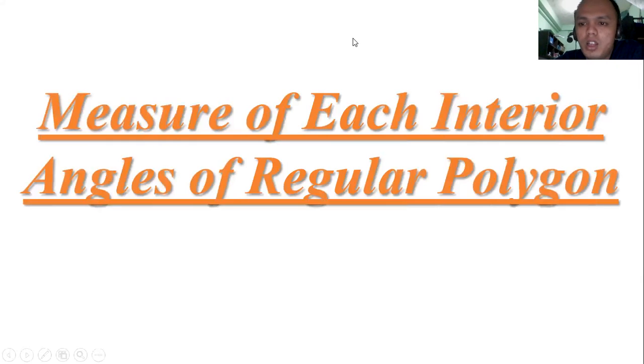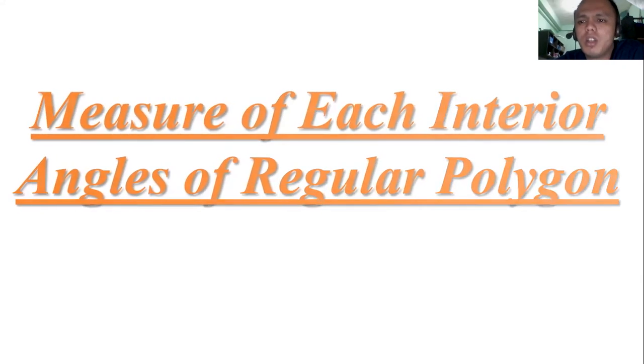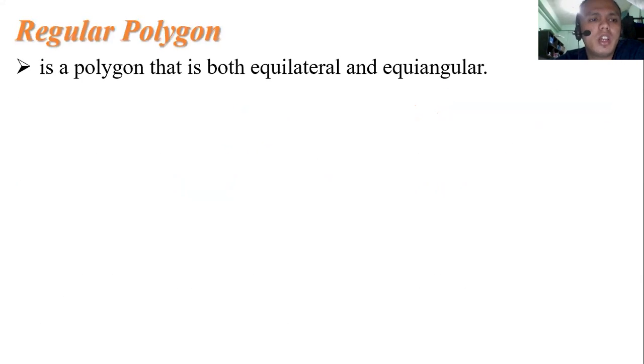So today we will discuss the measure of each interior angle of a regular polygon. So what is a regular polygon? A regular polygon is a polygon that is both equilateral and equiangular. If we say equilateral and equiangular, meaning to say the sides and the angles are equal.